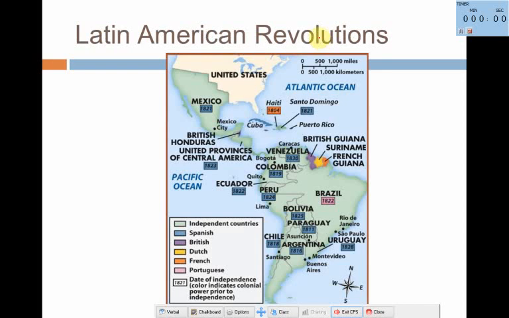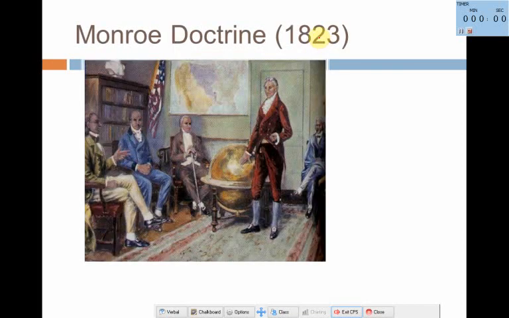The last one you should be familiar with is the Monroe Doctrine of 1823. I don't remember how much we bought it for. But the Monroe Doctrine of 1823. So here's some background with the Monroe Doctrine.